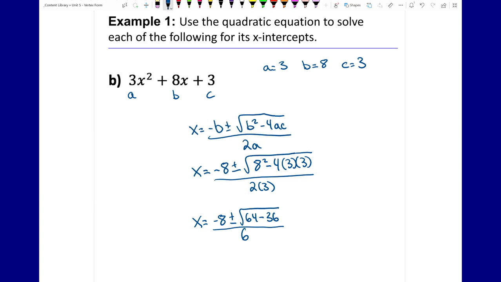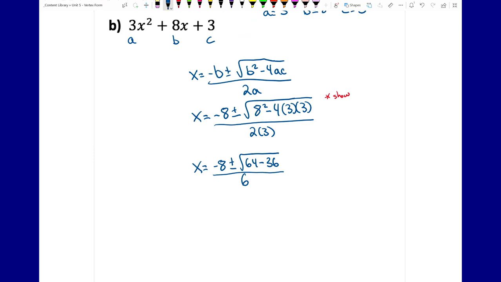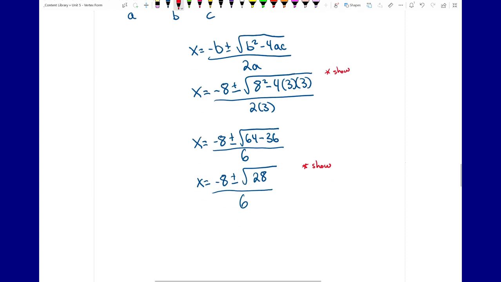I would still suggest you do need to show me this step, and then I'll show you the next one that you should have to show. Right? So we can simplify this even further. X equals negative 8 plus or minus the square root of 28, divided by 6. I do want to see this value, or this step as well. So you could start off with the equation, show this first step where you plugged everything in, show this simplified step down here.